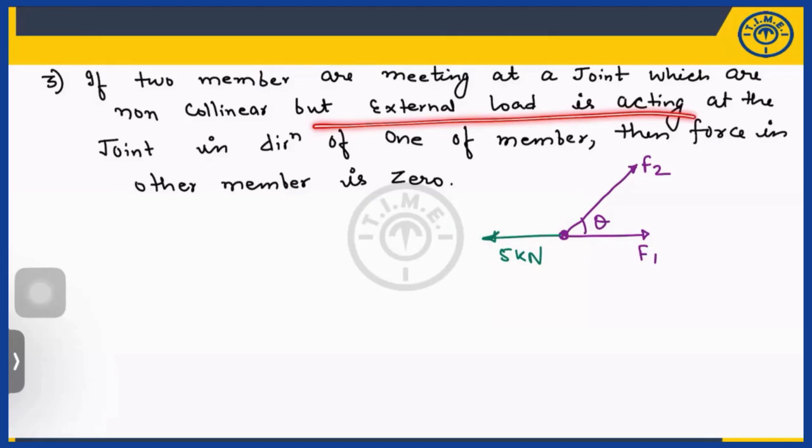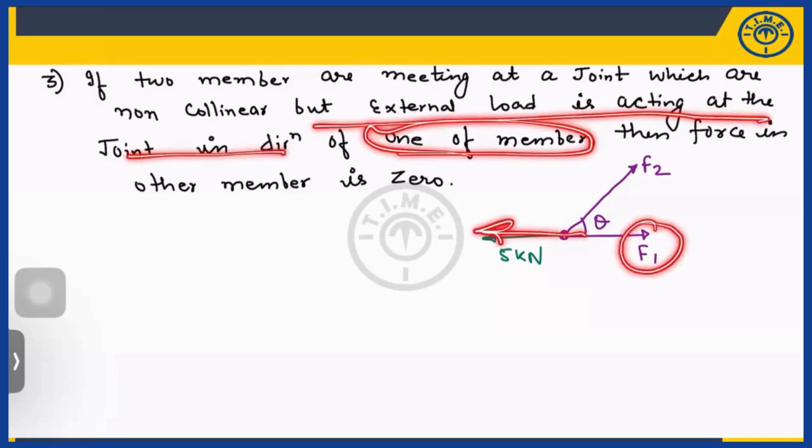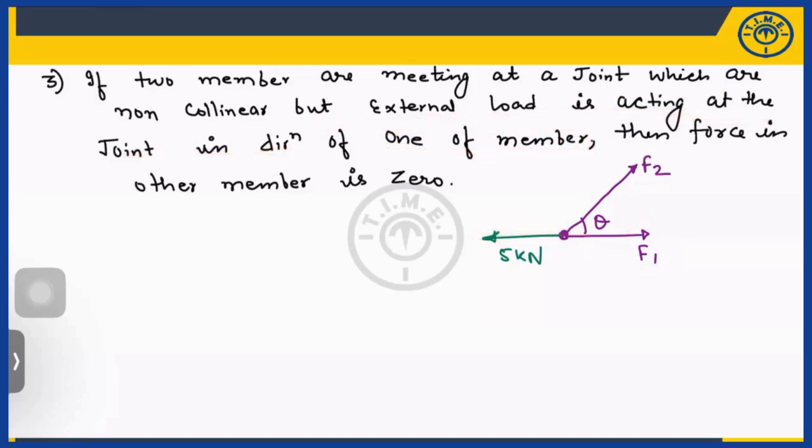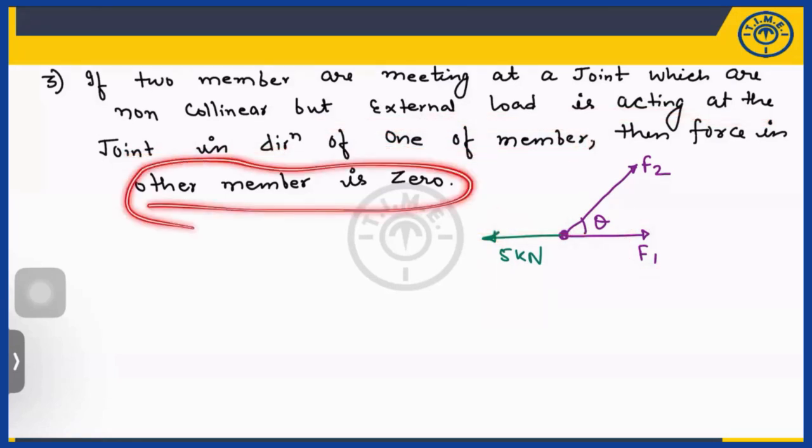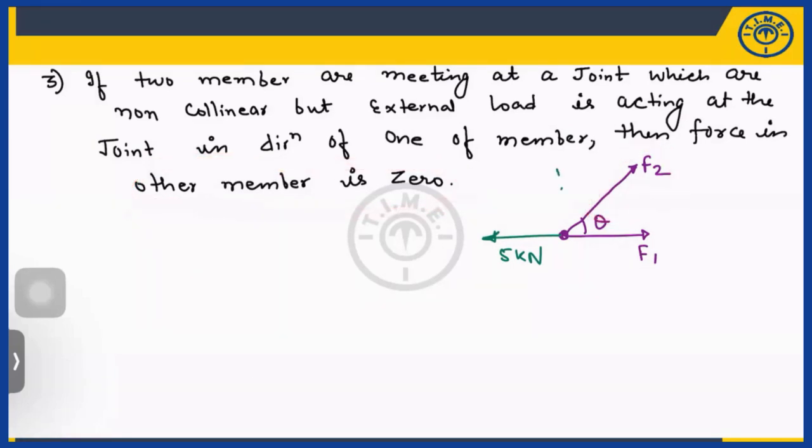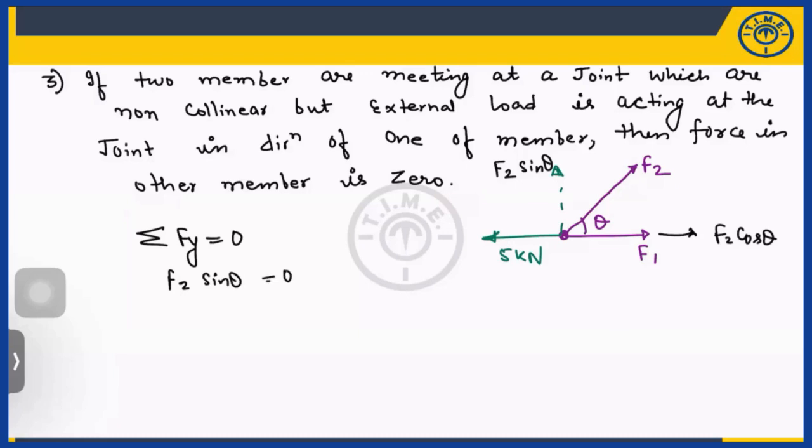Because I mentioned, external load is acting at the joint in the direction of one of the members. So in this direction, one force is acting. Now, the force in the other member is 0. That means the force in this particular member is 0. You will definitely get this if you resolve this force. What is this force? F2 sine theta, F2 cos theta. Now, if I write summation of force in y direction 0, so F2 sine theta is 0. That means F2 will become 0 because sine theta cannot be 0.